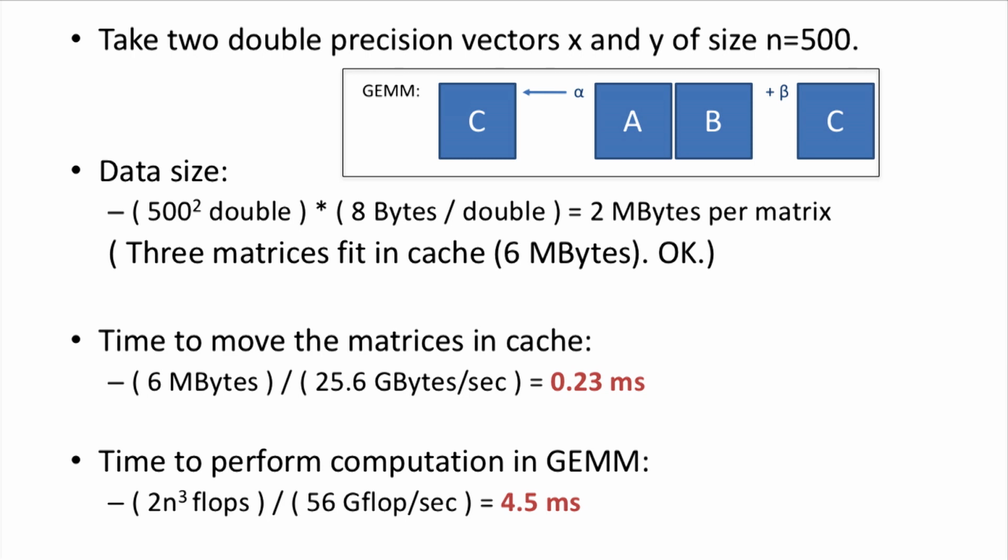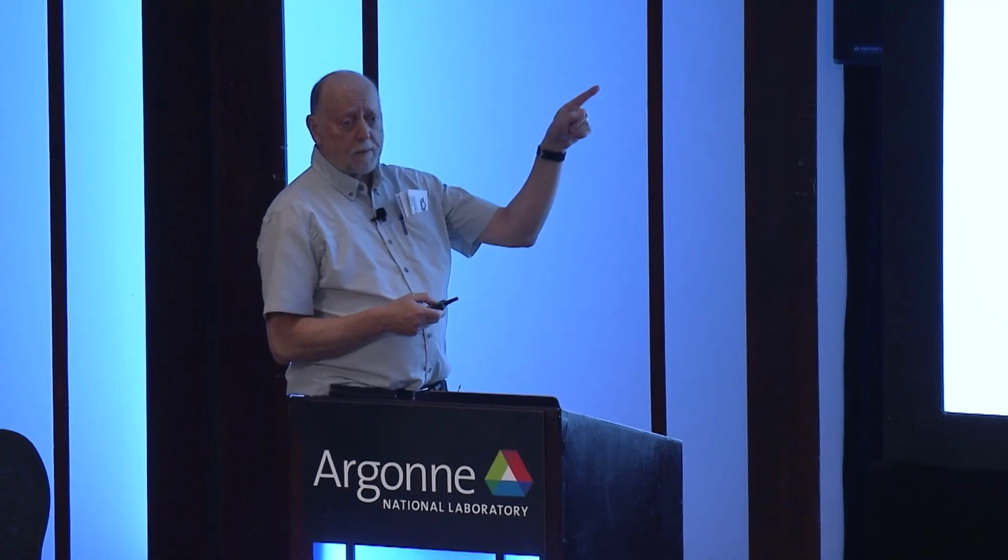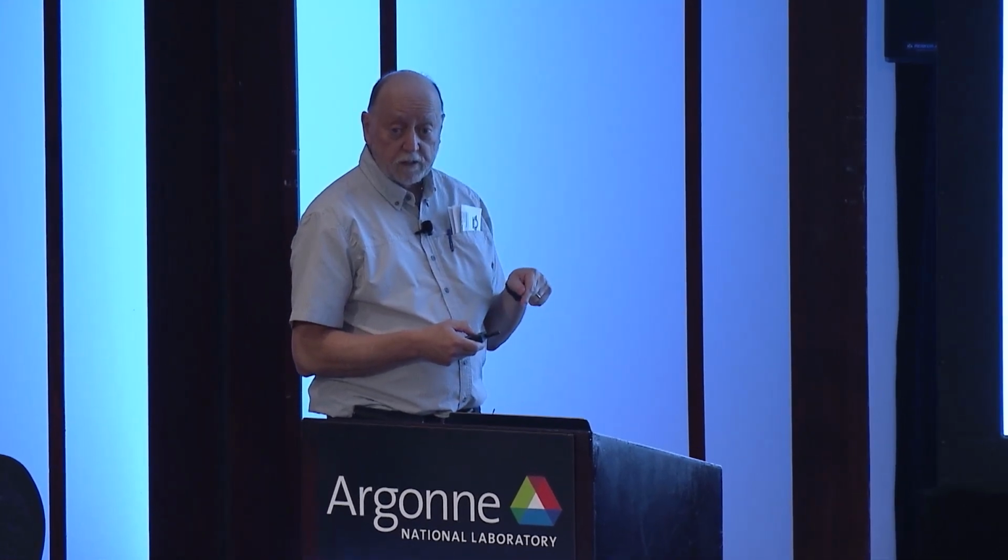So it takes 4.5 milliseconds to do it, compared to 0.23. So now we're spending a lot of our time doing flops. And that's where we want to be, not in data movement, in doing flops. So if I can structure things around these operations rather than vector operations, I'm in better shape.